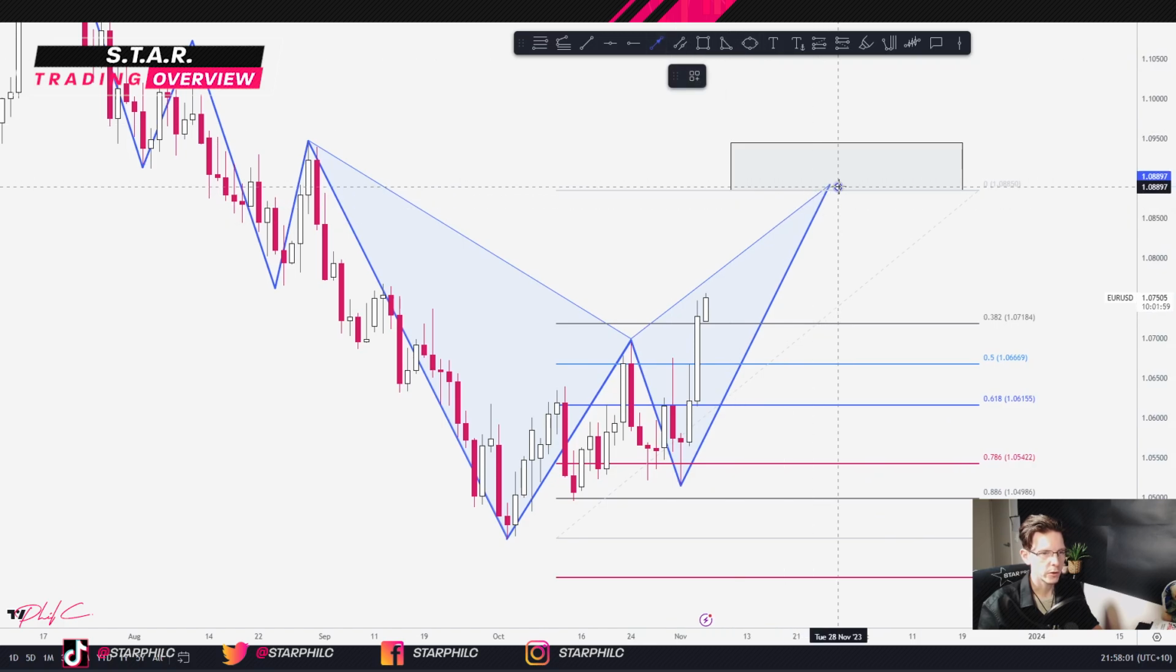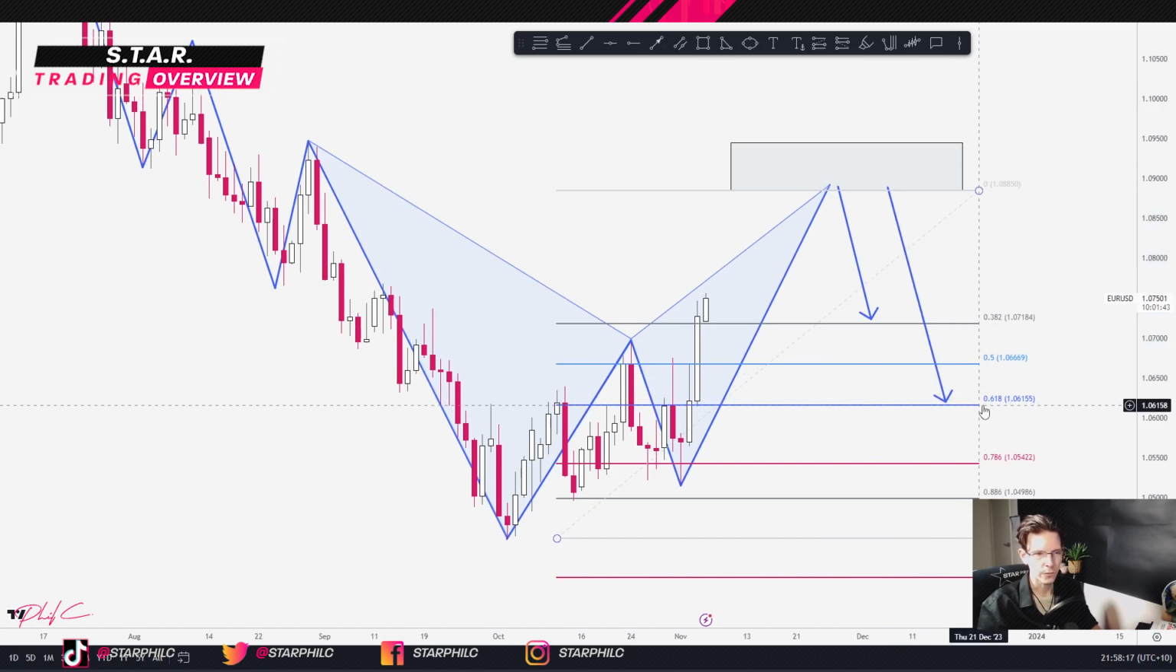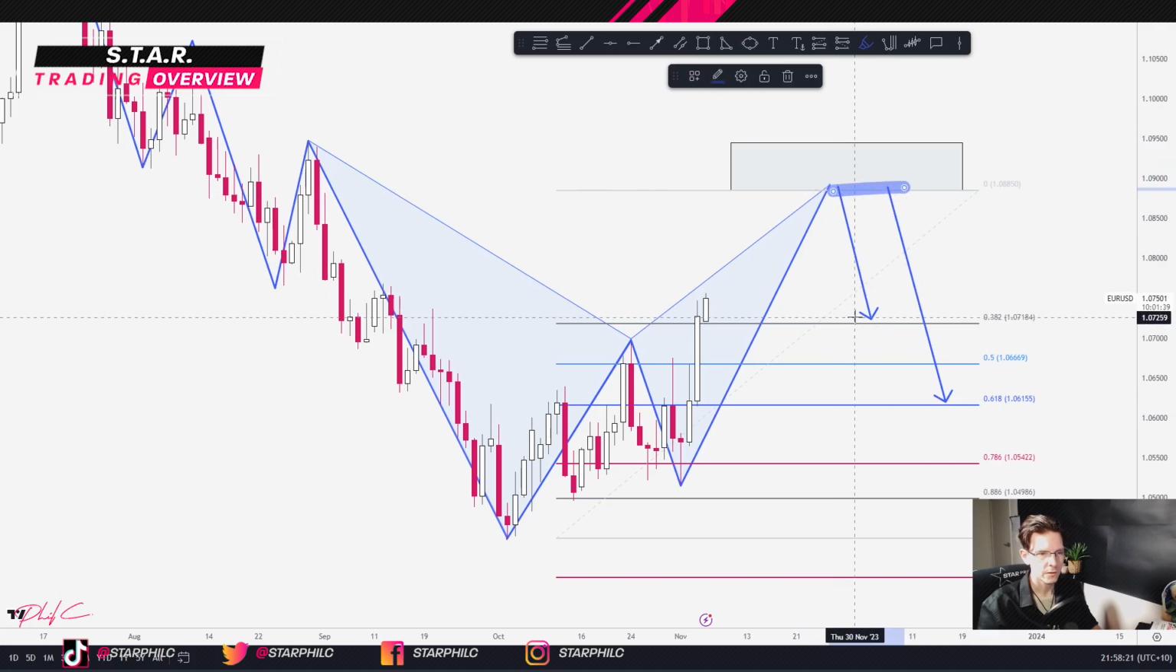So what I'm looking for is 2 targets, because everything that I trade is 2 targets. So if we're going to move up here, we're looking for a 382 for target 1, and then potentially a move all the way down into a 618 for target 2. Okay, so entry will be right here. Target 1 will be at the 382, and target 2 will be at the 618.